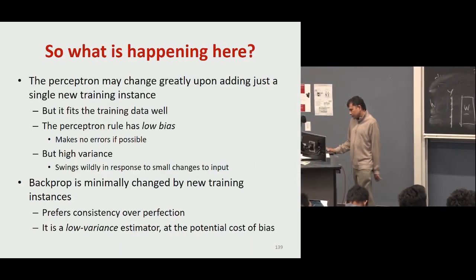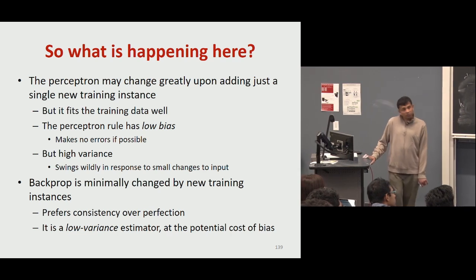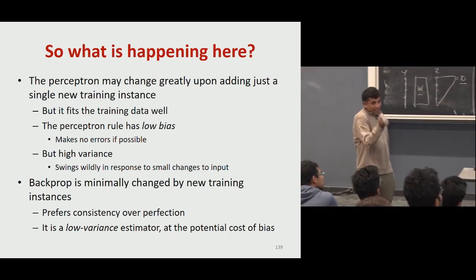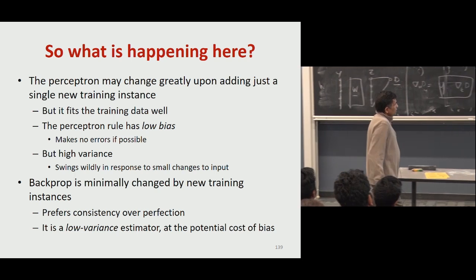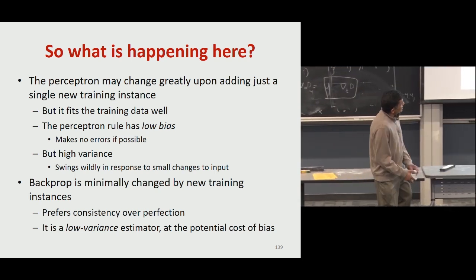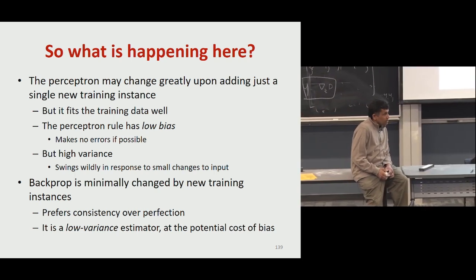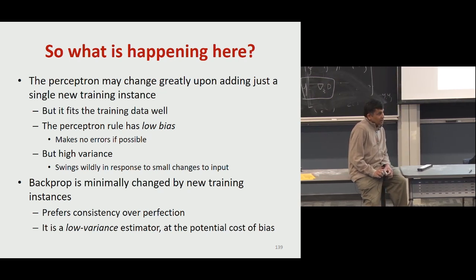And so the perceptron rule can change greatly upon adding just a single new training instance, but it fits the training data well. So it has low bias, it makes no errors if it's possible to learn something without errors, but it has very high variance. It's going to swing around wildly in response to small changes in the input. On the other hand, backprop is minimally changed by adding new training instances. It prefers consistency over perfection. It's a low variance estimator, but it comes at the cost of potential bias.